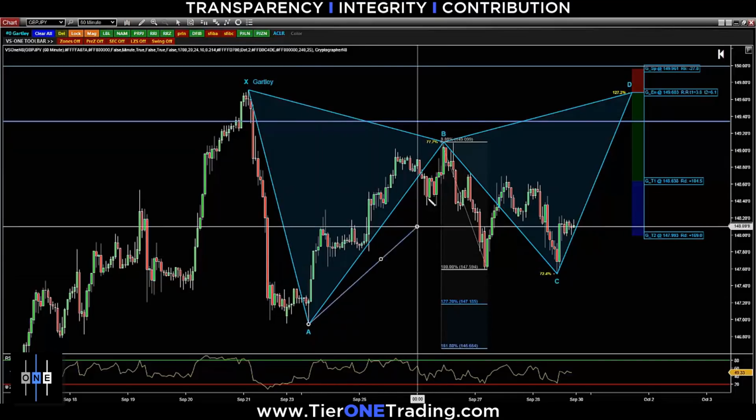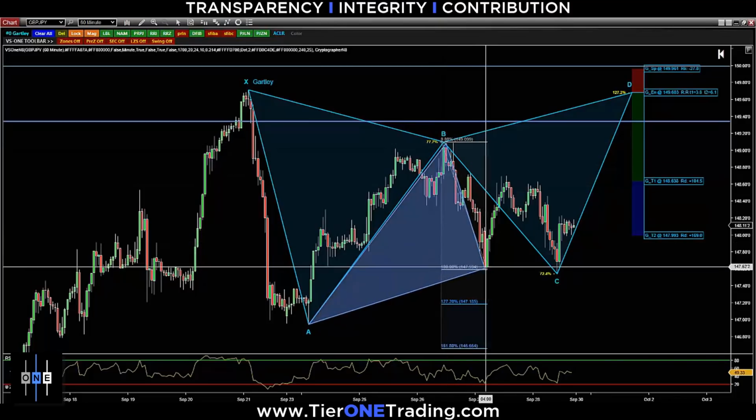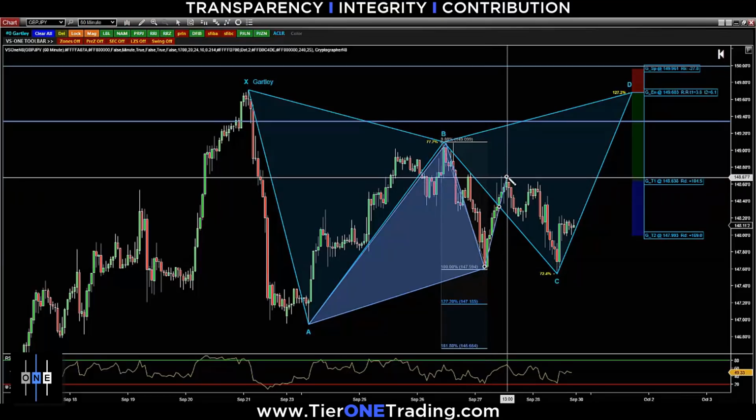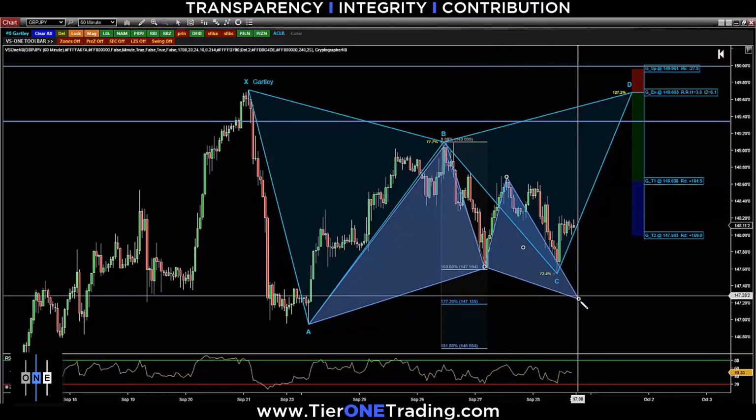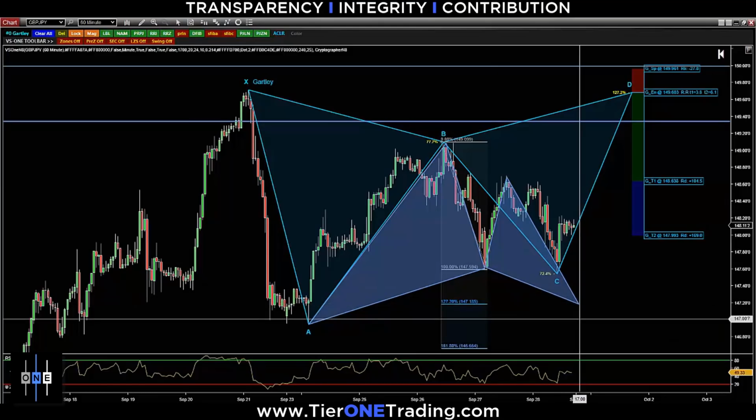Our A leg is going to be our new X leg. This is going to be our X to A. This is going to be our A to B. This is going to be our B to C. And our CD completion is going to be right down here at 147.18. So I mentioned earlier that I like to take trades not in the middle, but at the swings.